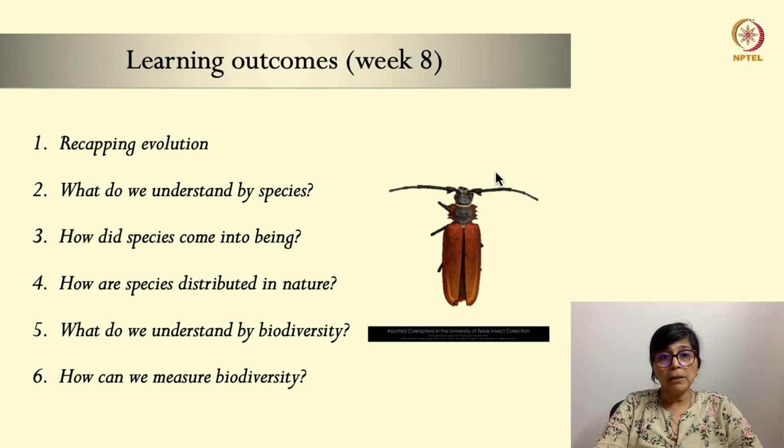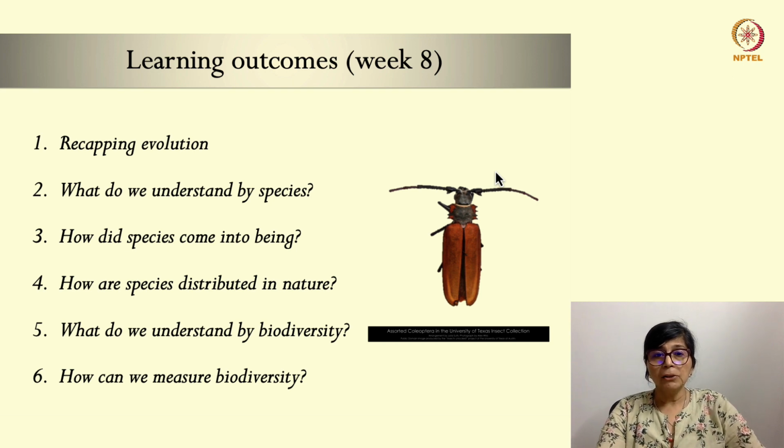We would like to understand what are species and how they came into being. Like, for example, how did speciation happen in nature? How are these species distributed in nature? For example, what is the biogeographical pattern of species distribution? What do we understand by biodiversity? Is it only species diversity or is it something else? And how do we actually measure biodiversity? So, these are some of the important topics that we are going to cover in this lecture. So, let's proceed.